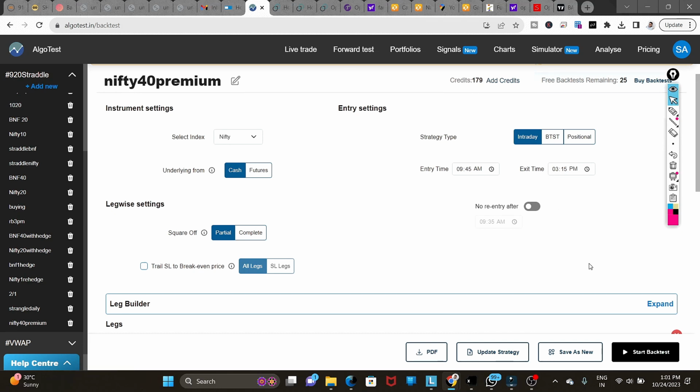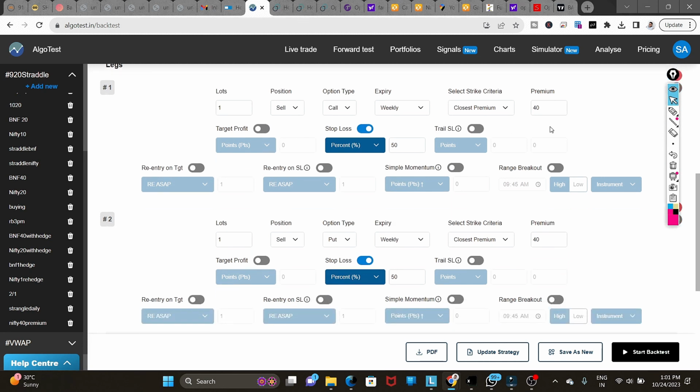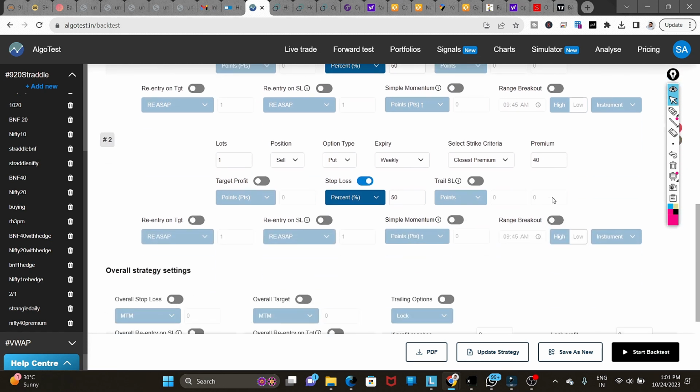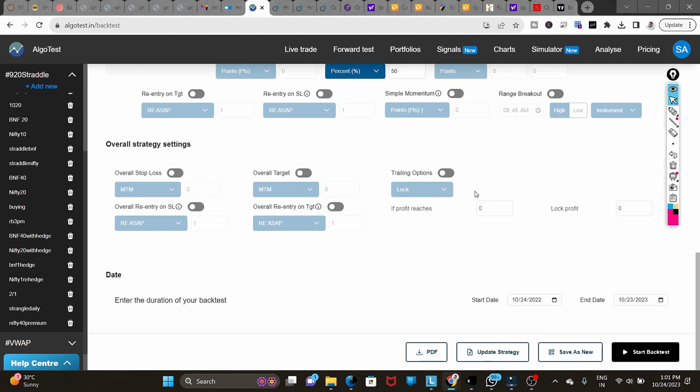Okay, so let's backtest this. We are selling a closest premium of 40 on both sides. Percentage stop loss is 50. Okay, so let's get started from 2022 to 2023. Backtesting for 1 year.